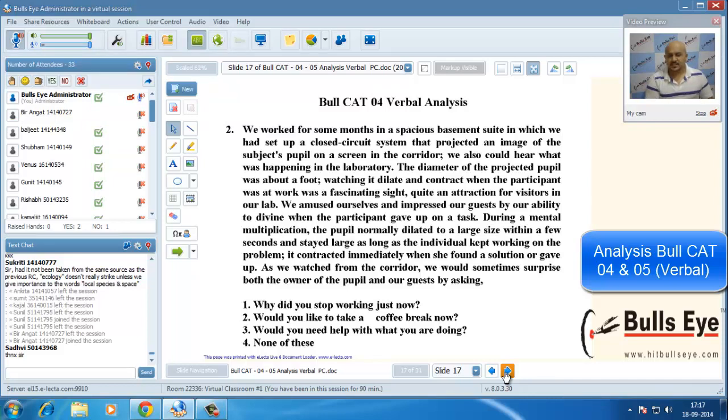Guys, quickly answer this question now. Try to solve this by elimination. One option which is there, which should generally not be there, is "none of these", which makes this question very tricky.